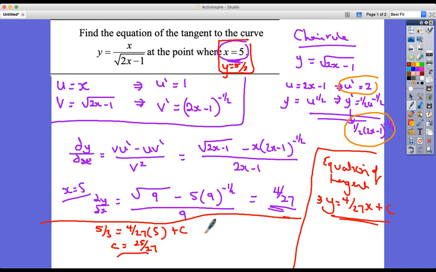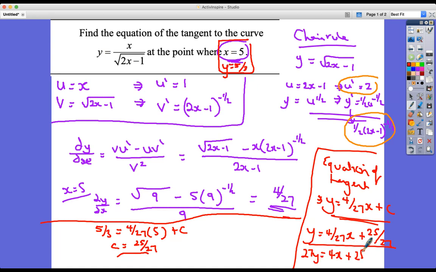Okay, now I've got options here. So actually, y is 4 over 27x plus 25 over 27. Now I've got options here. I could leave it there. It doesn't ask me to put it in any other form. But if I did want to make it a bit tidier, I could times everything, of course, by 27. So I get 27y is 4x plus 25.